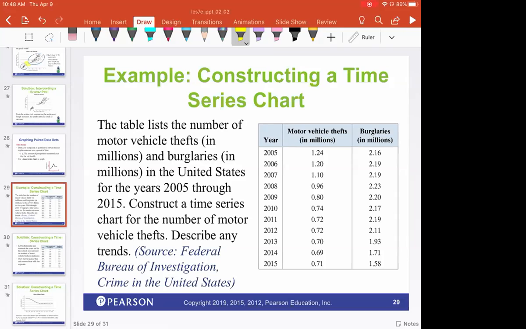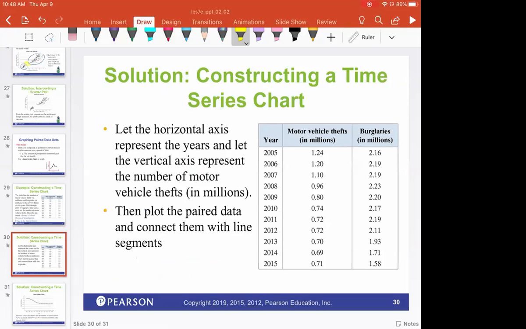So let's go ahead and read your slide. The table lists the numbers of motor vehicle thefts in the millions and burglaries in the millions in the United States for the years 2005 through 2015. Construct a time series chart of the number of motor vehicle thefts and describe any trends. Okay, so you kind of want to make one of them your x-axis and one of them your y-axis, as it goes on to explain. Let the horizontal axis represent the year and let the vertical axis represent the number of motor vehicle thefts. Then plot the paired data and connect them with line segments.